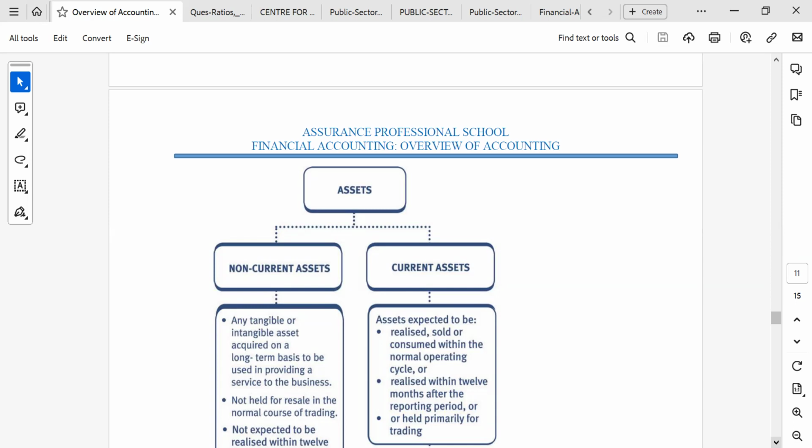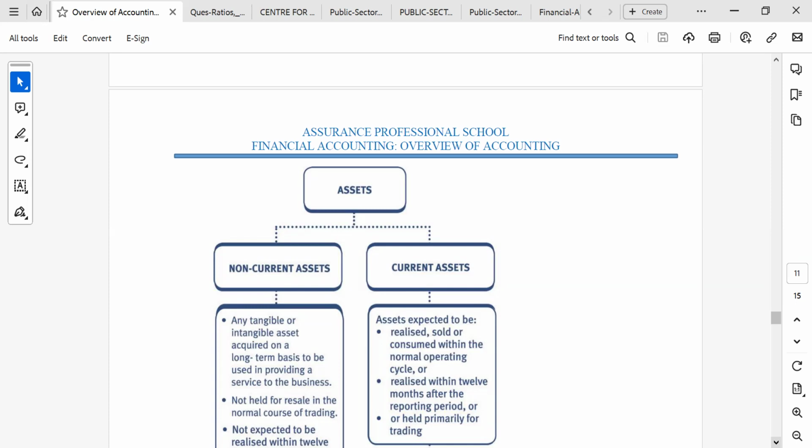The tangible assets are those that have a physical existence. We can see them, we can touch them, and we can also feel them. Examples would be the building, the computer, and those ones. But the intangible ones are those that we cannot see, but they are resources owned by the company. Examples would be the trademark, copyright, and other forms of non-current assets that are intangible.